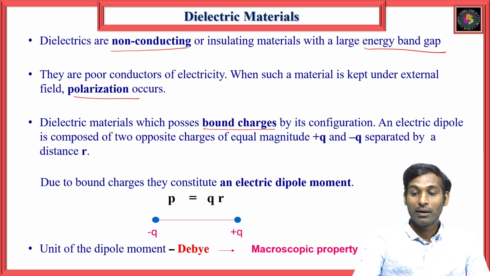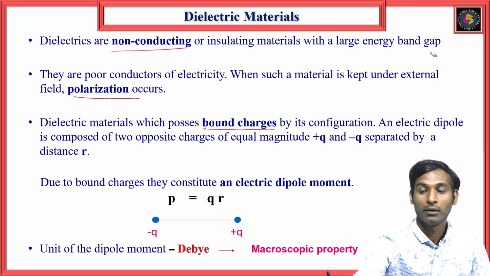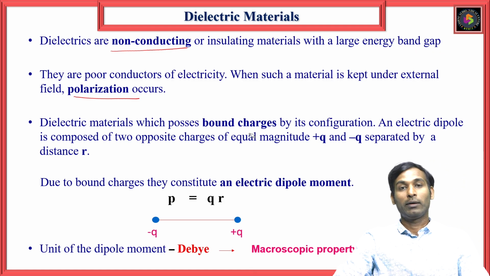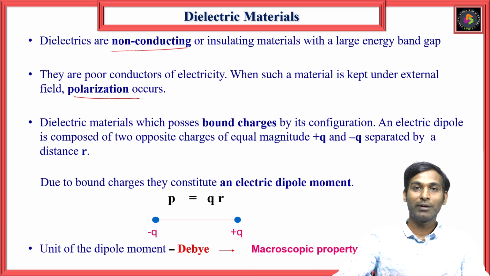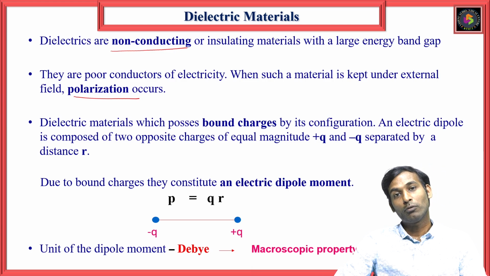I am taking here an electric dipole. An electric dipole is composed of two opposite charges of equal magnitude, one positive charge and one negative charge separated by some distance r or d. That gives the electric dipole moment. Due to bound charges, they constitute an electric dipole moment. It is very important for dielectric material. First, the dipole is formed. After that, due to the bound charges, they constitute an electric dipole moment.